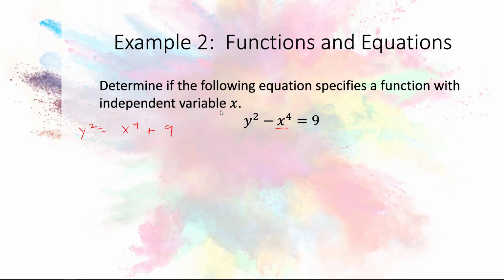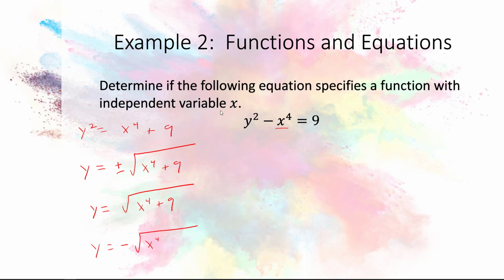And if we do, we will have that y is equal to plus or minus the square root of x to the fourth plus 9. Okay, well, that basically means that y can either be equal to the square root of x to the fourth plus 9, or y is equal to the negative square root of x to the fourth plus 9. And as a consequence, since the same value of x can produce for you two different values of y, this is not a function. Let me show you an example.